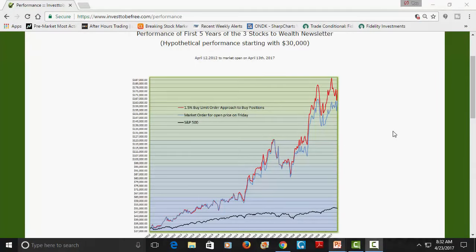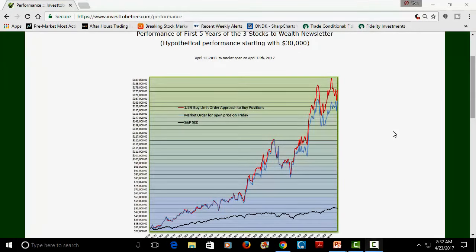Of course, some people might wonder why you would swing trade versus buying, holding, and buying mutual funds or index funds.